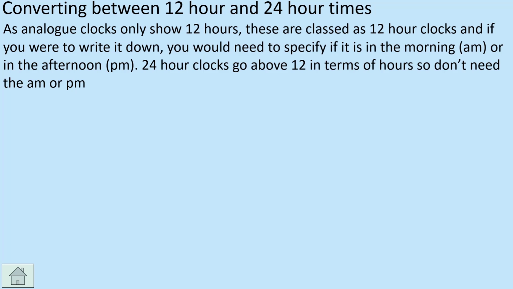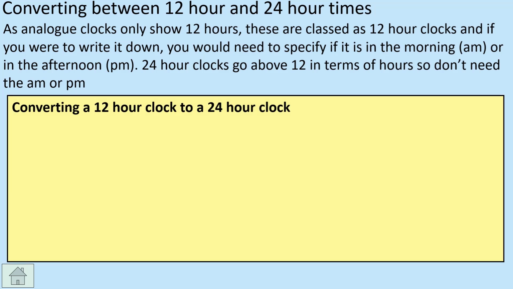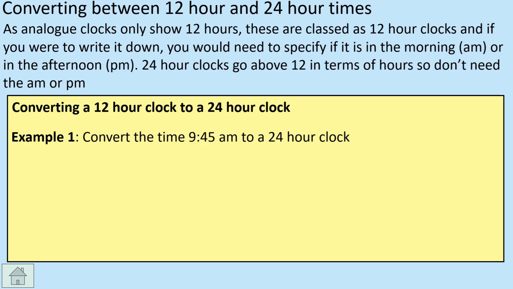So if you're going to say 2:45 in the afternoon, you might say 2:45 PM. But a 24-hour clock wouldn't do that. It'd have a bigger number. All right, we'll show you what that means. So we're going to look at converting 12-hour clock to 24 first of all. All right, so how do I convert 9:45 AM to a 24-hour clock?